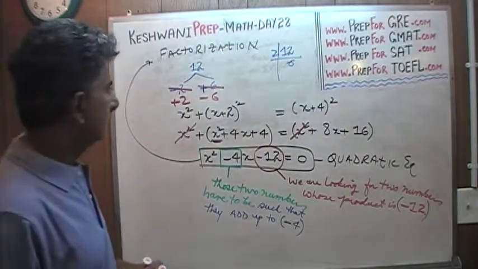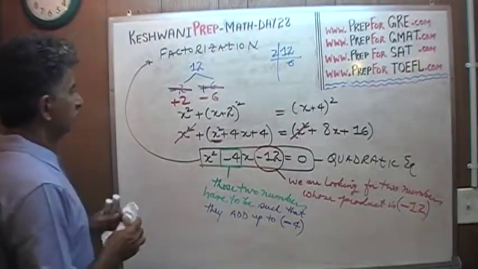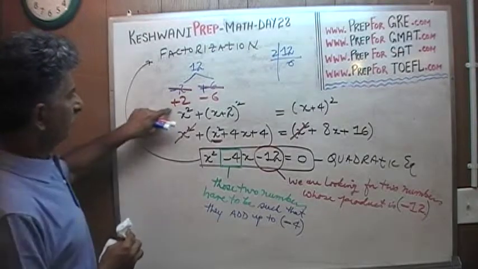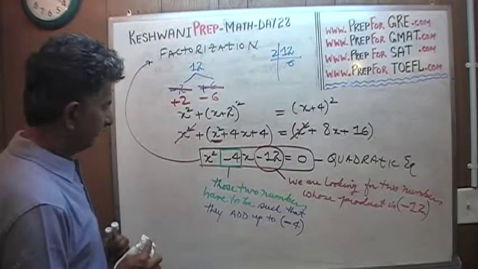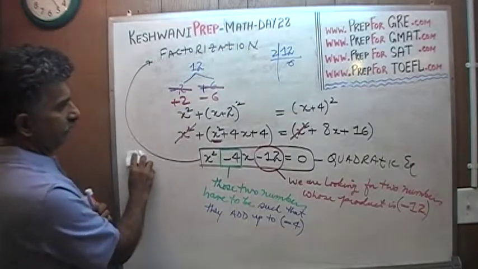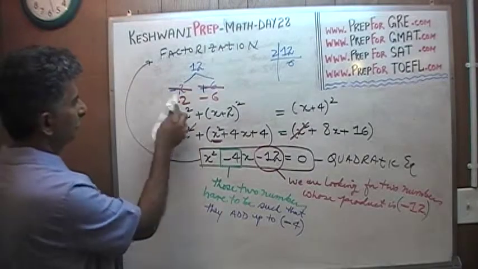So we're going to continue here. +2 and -6 are the factors, and I'm going to continue on the top here. You already saw this, so I need the room, and I'm going to erase it. I shouldn't have done all of this here.